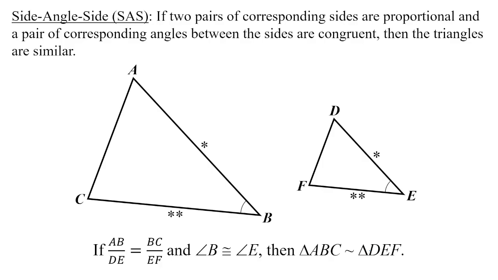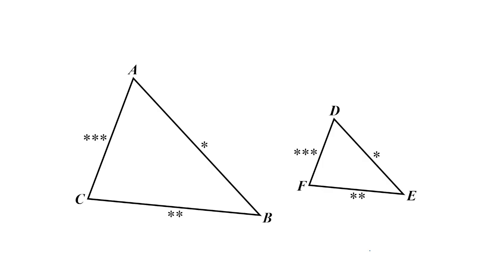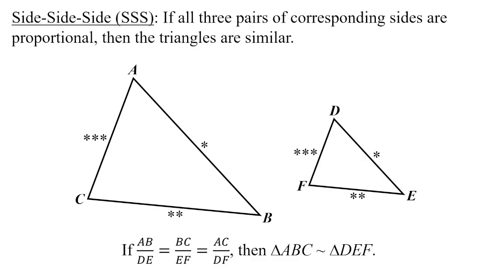Now, let's say that all pairs of corresponding sides are proportional. Nothing is mentioned about the angles. If you think about proving triangles congruent, this also should be familiar to you, except that the sides are proportional. Triangles can be similar by side-side-side. If all three pairs of corresponding sides are proportional, then the triangles are similar.